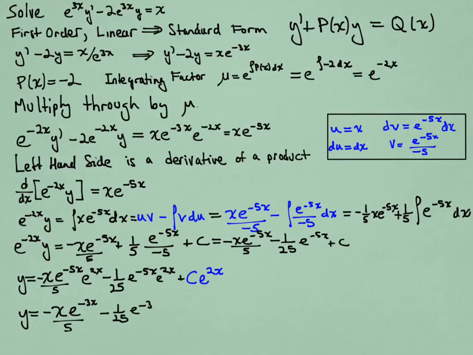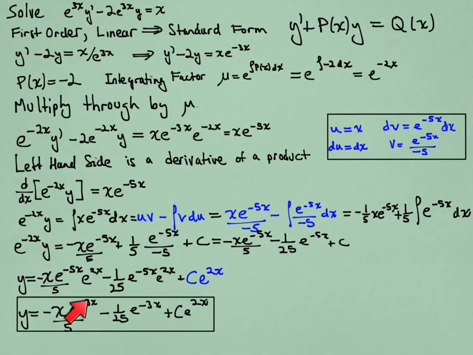Simplifying and adding powers here, we'll have e to the minus 3x, e to the minus 3x here, and we'll just carry the constant times the exponential here. And there is the explicit general solution to the differential equation that we started with.